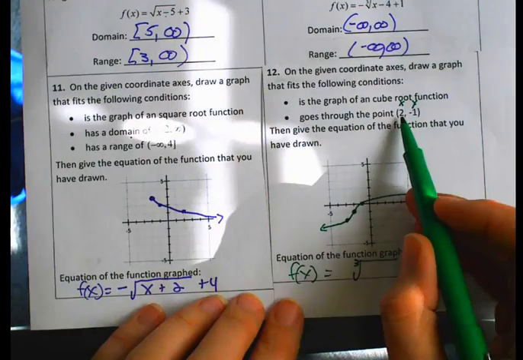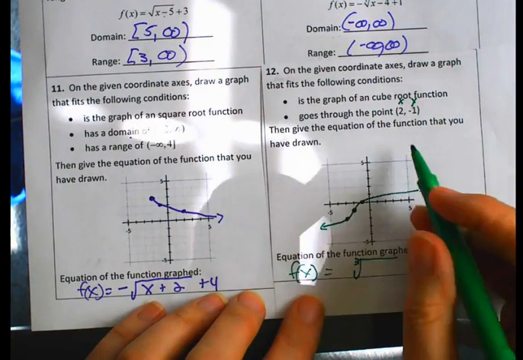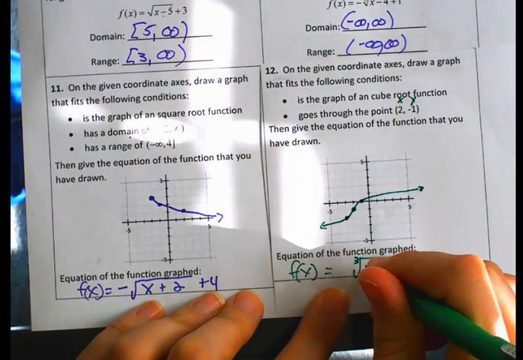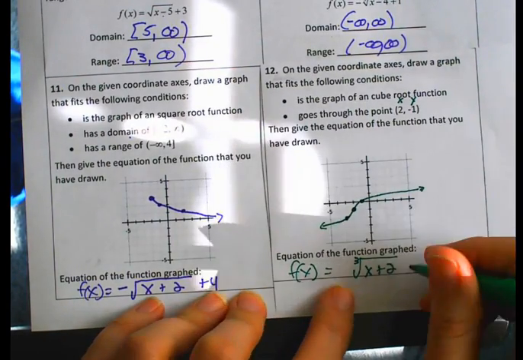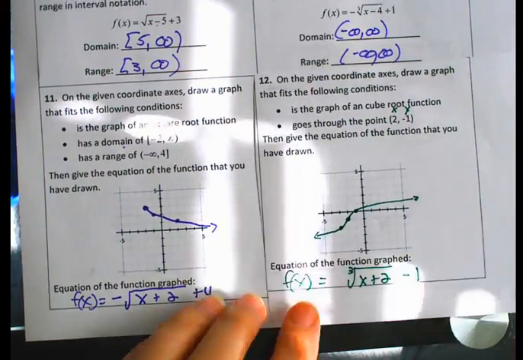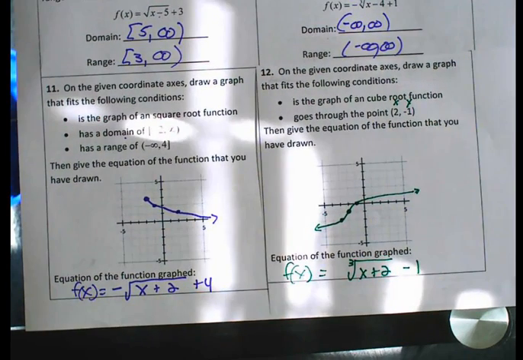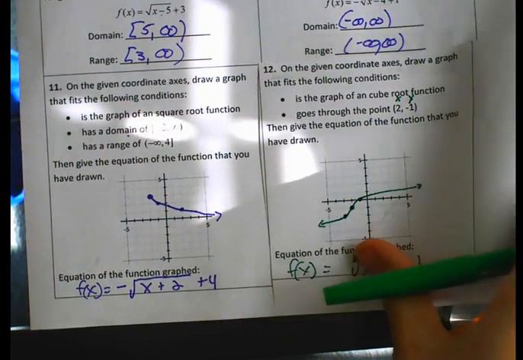I have the 2, -1, so for my equation, that 2 is going to be x plus 2, because I went to the left 2, and -1 because I went down 1, so -1. So that would be an example of my equation. All right, let's go on to the next page in this video.